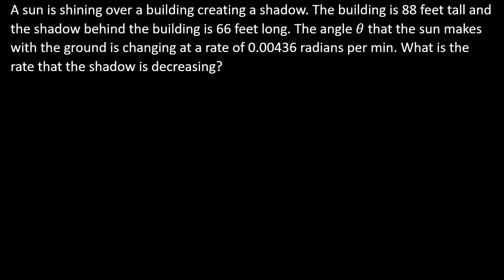Okay, so moving on to this other one. The sun is shining over a building, creating a shadow, and the building is 88 feet tall. The shadow behind the building is 66 feet long. The angle theta that the sun makes with the ground is changing at a rate of 0.00436 radians per minute. What is the rate that the shadow is decreasing?